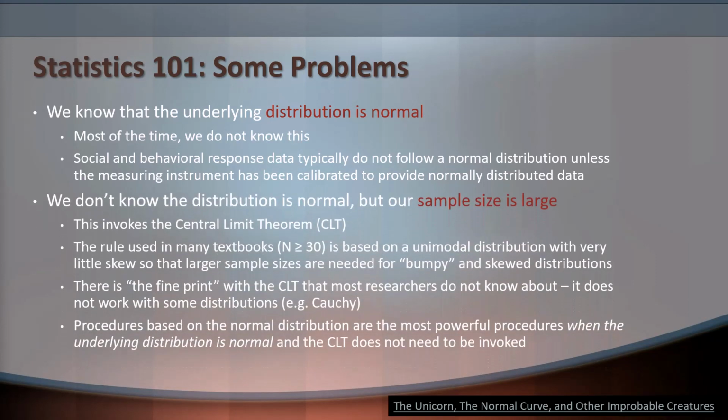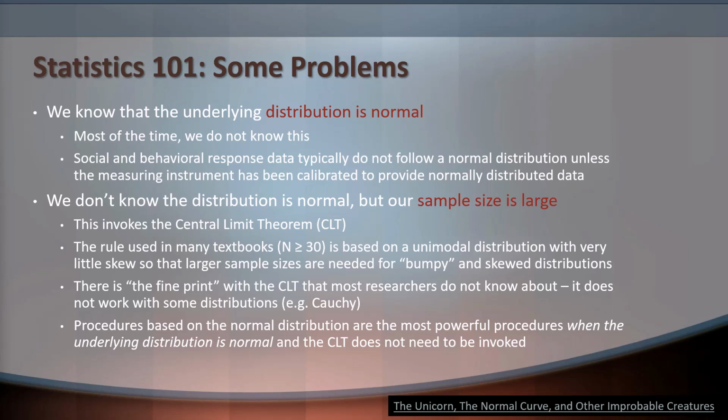We say if we don't know the distribution is normal, but our sample size is large, we can invoke the central limit theorem. And indeed, the central limit theorem is powerful and forms the foundation for much of what we do in parametric statistics courses. The rule that is used in many textbooks, that n be at least 30, or sometimes you'll see n at least 50, is based on a unimodal distribution with very little skew, so that larger sample sizes are needed for bumpy or higher skewed distributions.